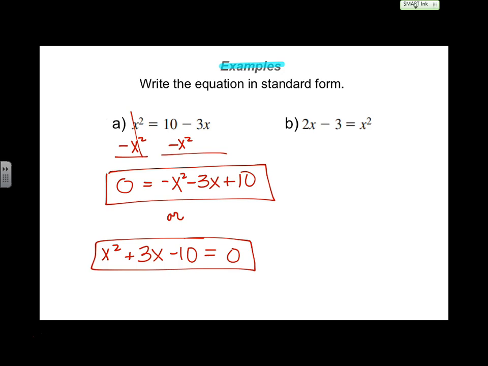Justin, go ahead. Yeah, go for it, Ben. Okay, it would just subtract x squared from it, right? So x squared plus negative x squared plus 2x minus 3. Now, I'm going to point out something really quick. Equals 0.